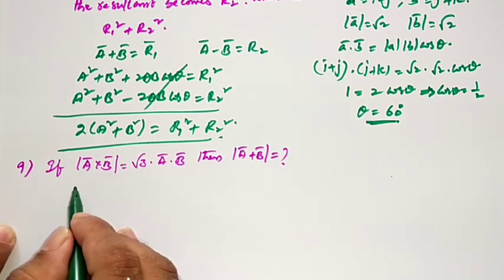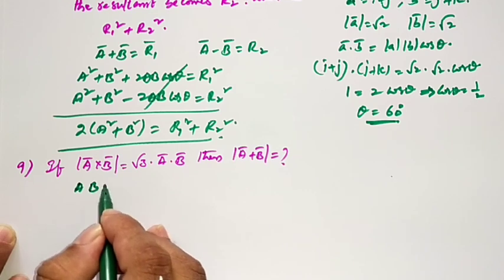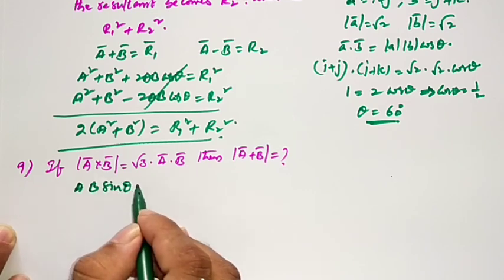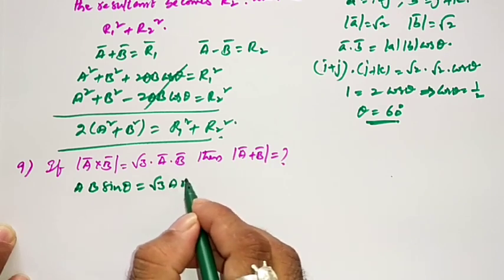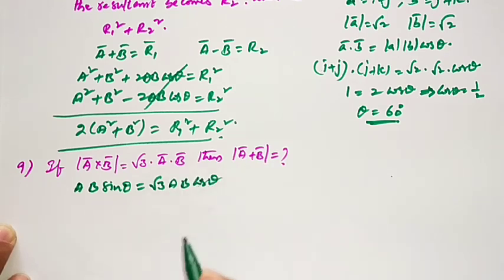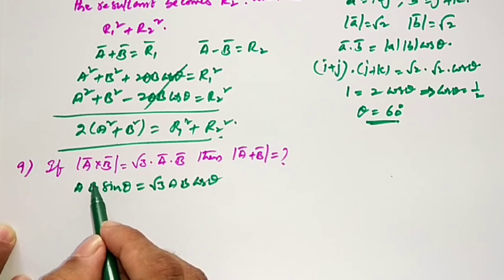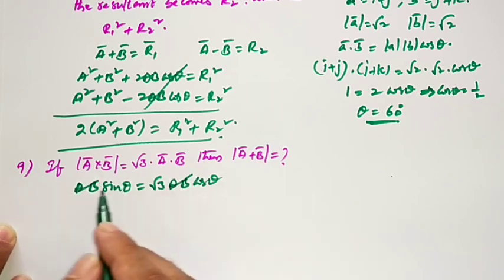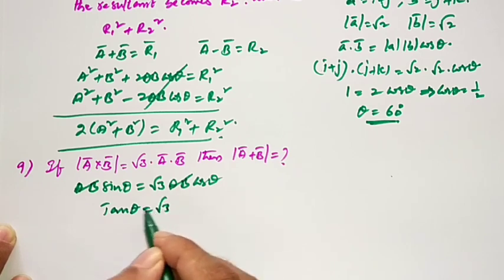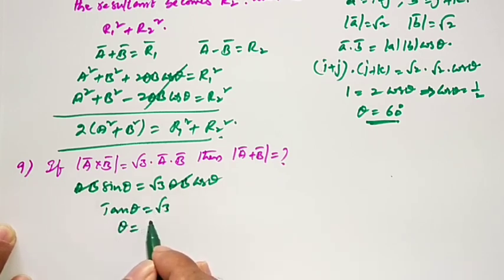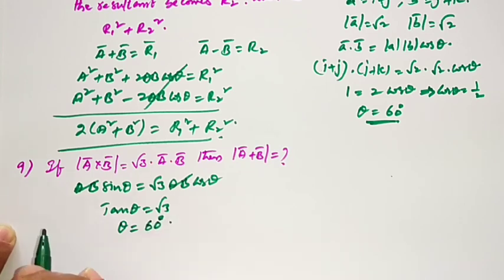Magnitude of A cross B formula is what? A into B into sin theta is equal to root 3 into A dot B, A into B into cos theta. Okay, now AB gets cancelled. I can write tan theta is root 3. Then theta is, when the tan value is root 3, that is equal to 60 degrees.